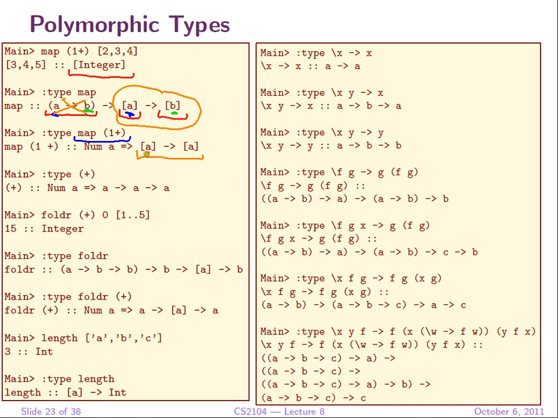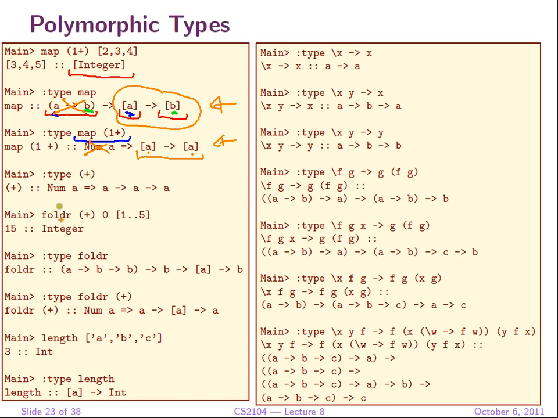So A, the type of the input list, must be the same as A, the type of the output list, and this A must be a numeric type, because otherwise I couldn't do a 1 plus on it. Okay? Now, for us later, this will not be important. We will try to derive this, and we will forget about the numeric class.